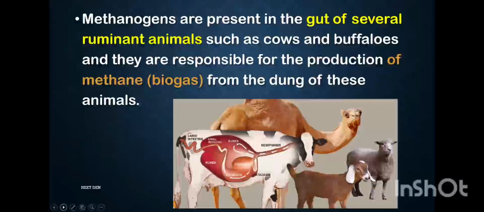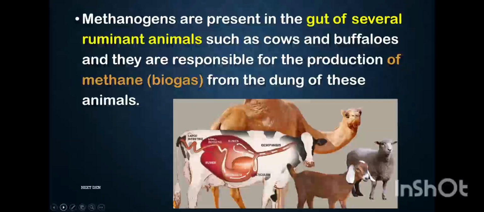As they eat the plant food, they chew it thoroughly in the form of cud, they swallow it, then they again regurgitate that material into the mouth, again chew it, and again swallow it. In this way, they cause complete digestion of the fibrous material, the fiber content of the vegetable food material. So, cows, buffaloes, goats, sheep, all are ruminant animals.